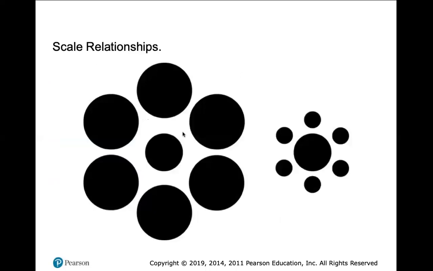So because this circle is smaller and it's surrounded by the large circles, it makes it look smaller, the center circle, than this one here. And again, they are the same size, but because of the smaller circles that are around this one, this circle just happens to appear larger.